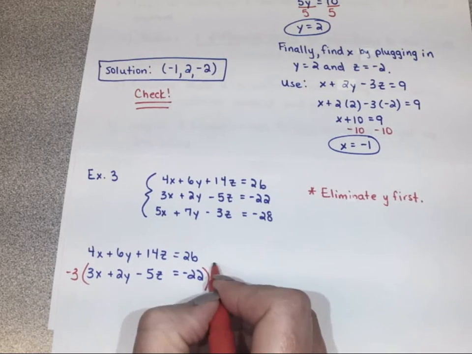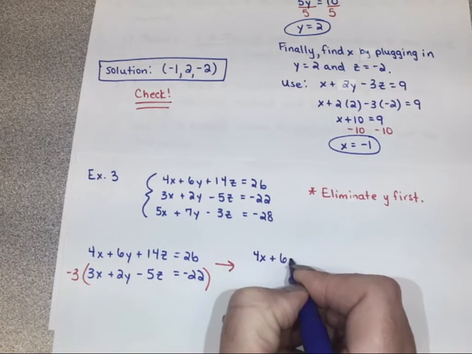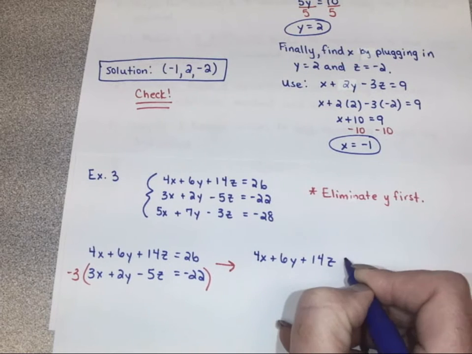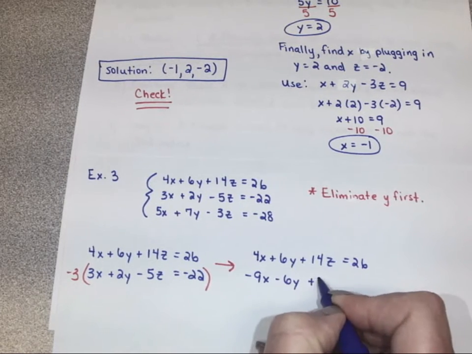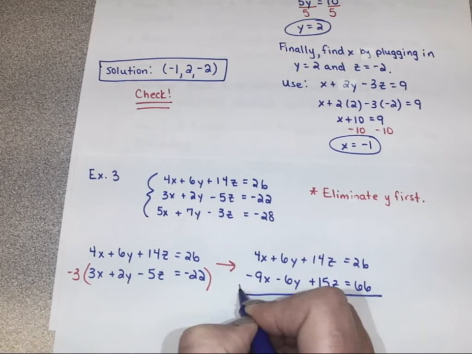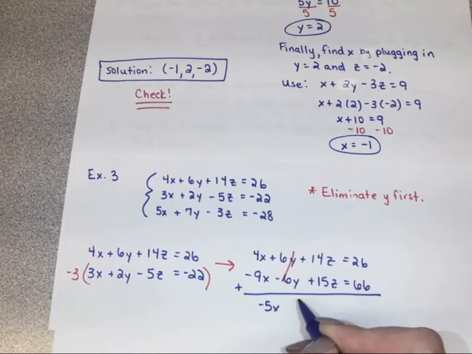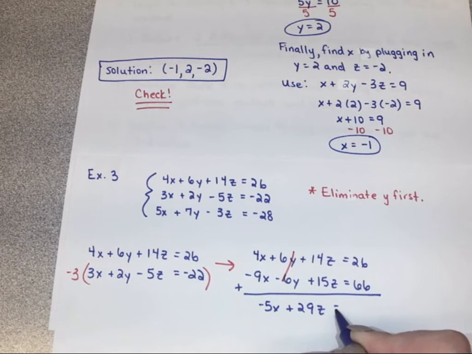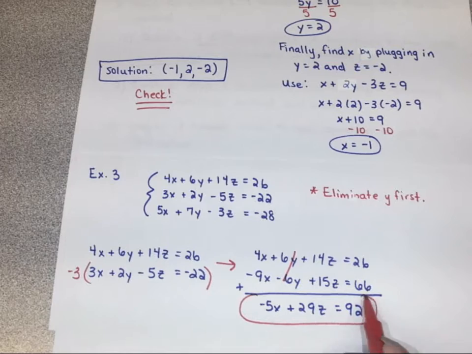Okay, so this is what you should end up getting. The first equation doesn't change. And the second equation, you're going to get -9x minus 6y plus 15z equals 66. Make sure you multiply everything through by the -3. Okay? And so the 6y's go away just like we wanted, and then you end up with -5x plus 29z equals 92. I'm going to circle this because this is going to move on to the next step.